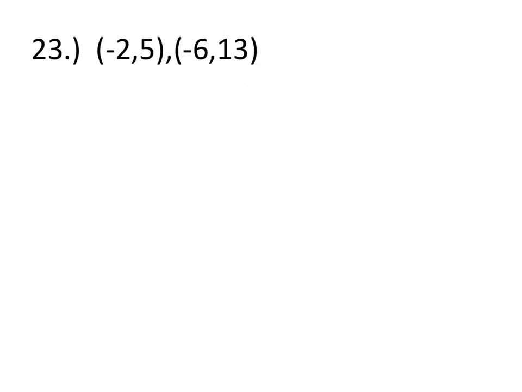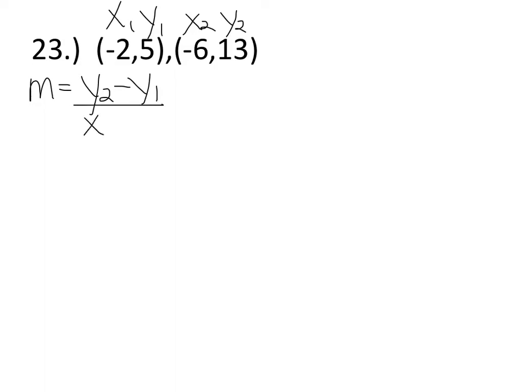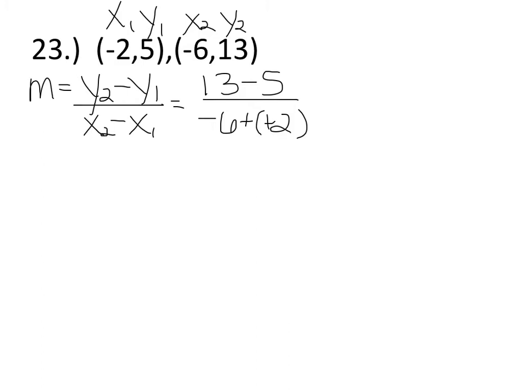Alright, how about this one? So again, label x1, y1, x2, y2. And you're going to plug into m equals y2 minus y1 over x2 minus x1. So we have 13 minus 5 over negative 6 minus negative 2. Add a line, change a sign. 13 minus 5 is 8 over negative 6 plus 2 is negative 4. 8 divided by negative 4 is negative 2 because a positive divided by a negative is a negative. So our slope is negative 2.